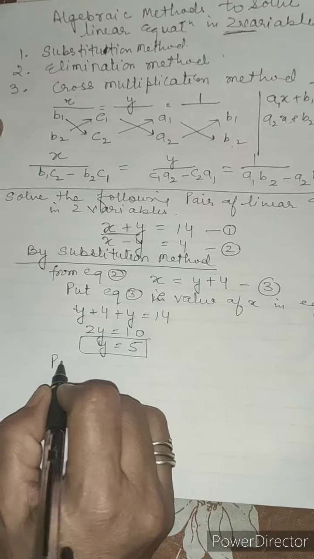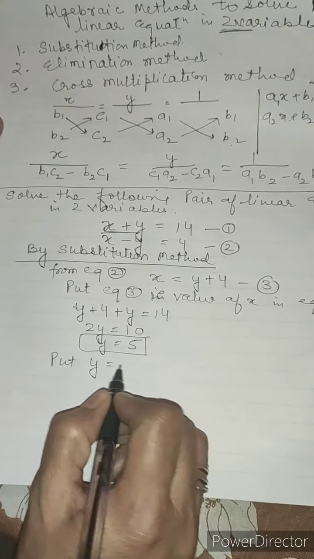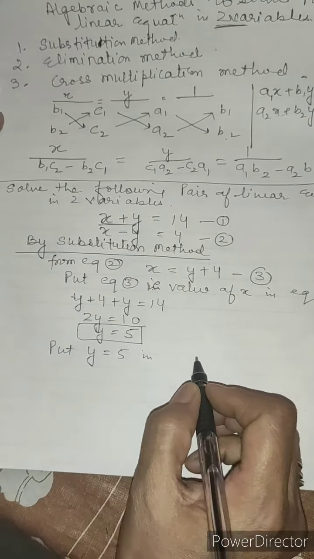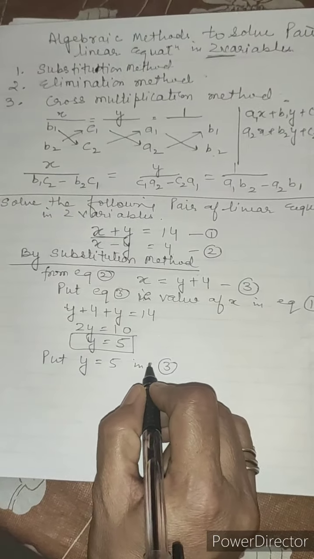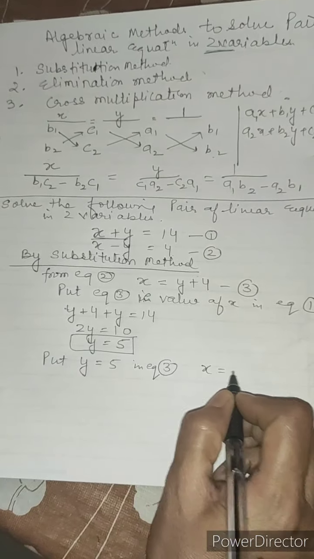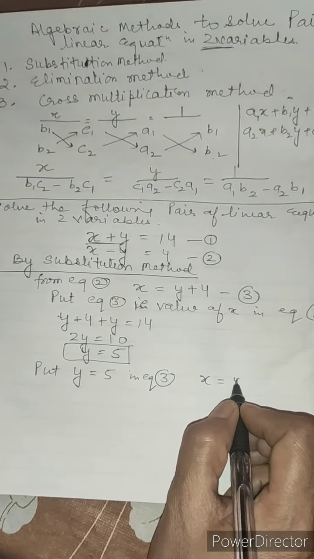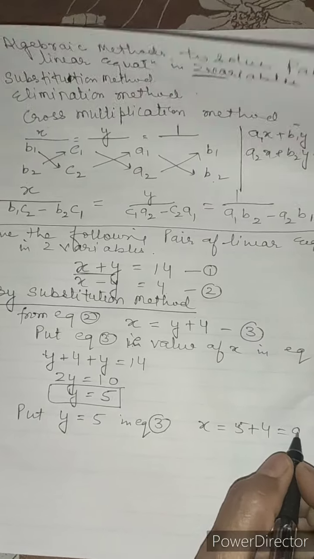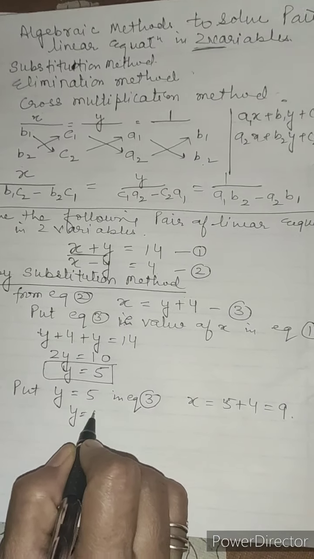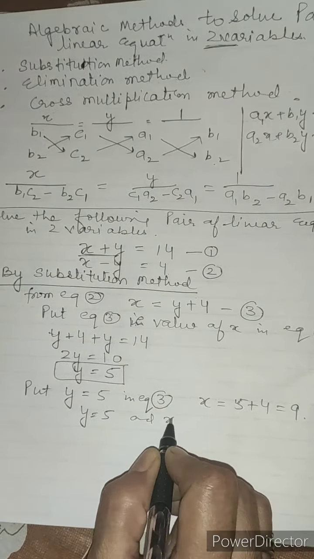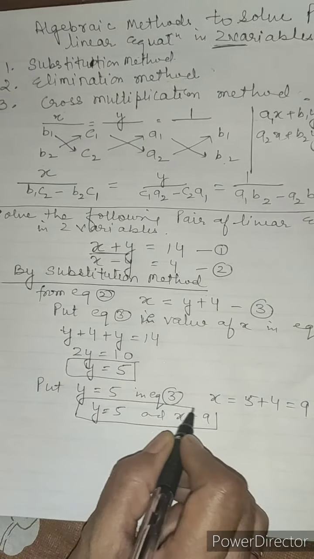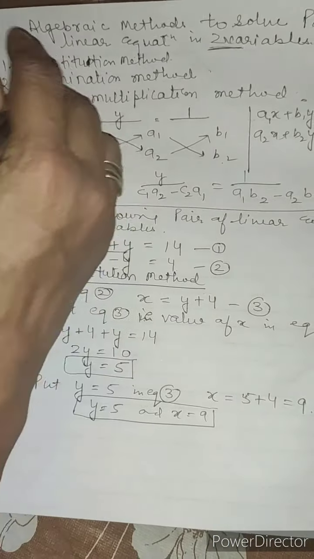Now put y equal to 5 in equation 3. So I get x equals 5 plus 4 equal to 9. So my answer is y equals 5 and x equals 9. So this is the first method.